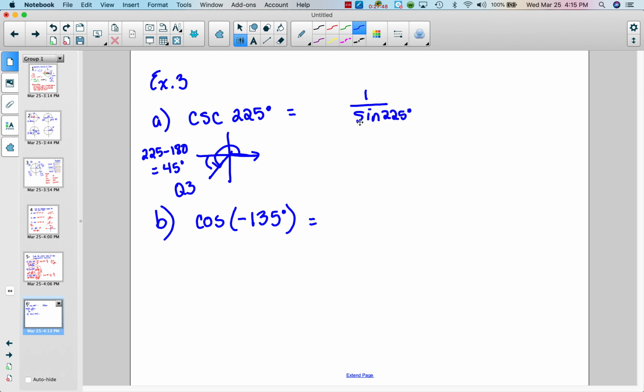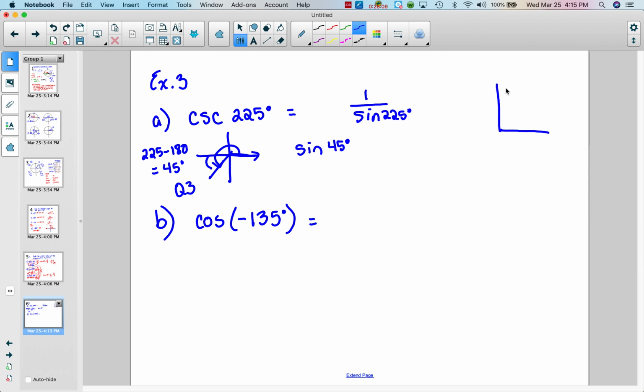It is quadrant 3. So remember that cosecant of 225 is the same as 1 over sine 225. And so in quadrant 3, sine is negative, which means cosecant is negative, because when you flip something over, it still keeps the same positive or negative sign. So we need to figure out, remember this is a 45-degree angle, so I need to know the sine of 45 degrees.